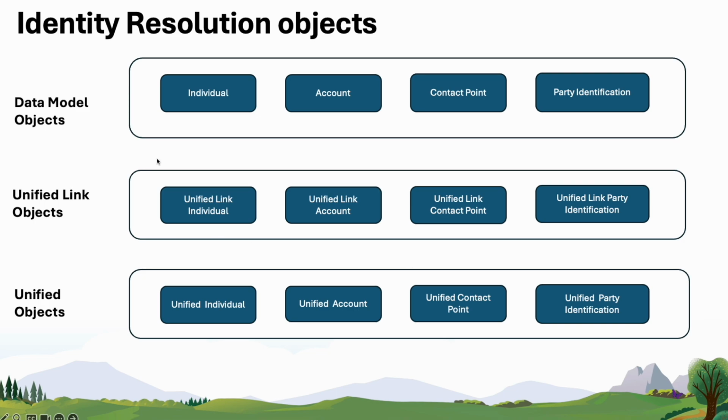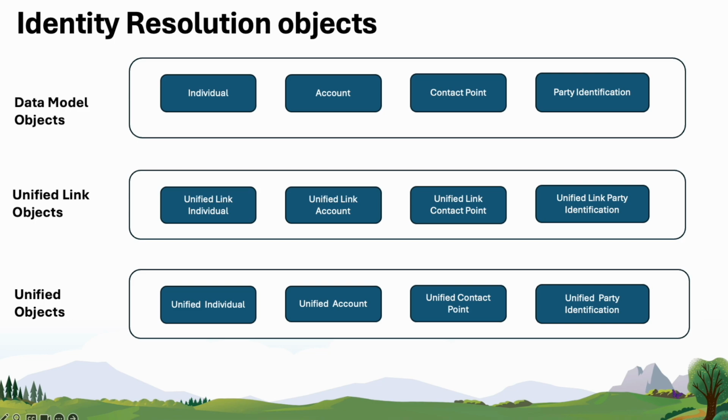Whenever an identity resolution process creates a unified record, the system will store the information in unified link objects. Unified link objects are very important as they store the information about how our unified objects are created. For example, the unified link individual object will store the information related to how a unified individual is created, like what individual records are combined in order to create a unified individual.